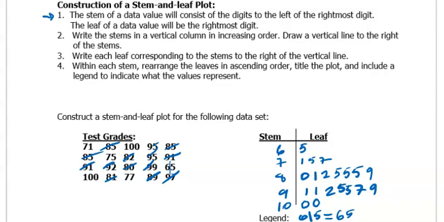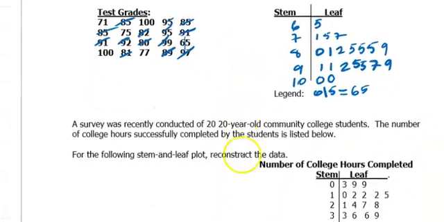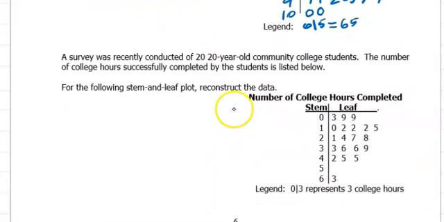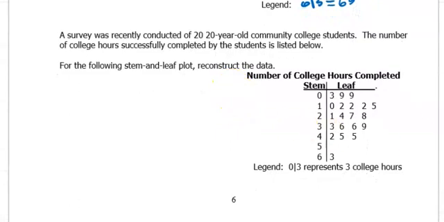So we should interpret these stems as being in the tens place and the leaves as being in the ones place. So it will go like 65. And now we can actually reverse engineer our data, for example, by having a stem and leaf plot given to us. So this is a survey. There were 20 twenty-year-old community college students, and the number of hours they completed are listed over here. We should look at the legend: the leaves are going to be in the ones place, and then we can reconstruct the data coming from this plot.